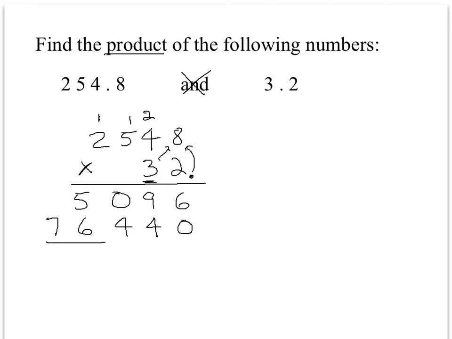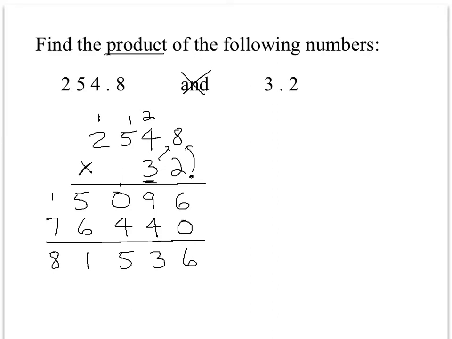Now, at this point, I'm going to add up these digits that I wrote in columns. 6 plus 0 is 6. 9 plus 4 is 13. Carry my 1. And 1 plus 4 is 5. And 5 plus 6 is 11. Carry my 1. And 1 plus 7 is 8.